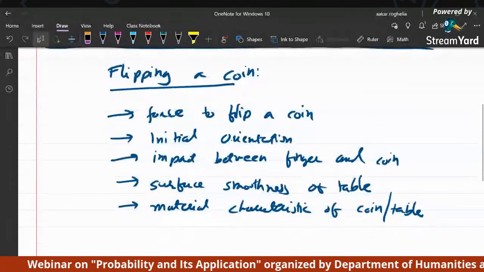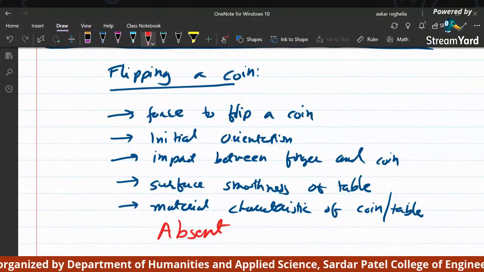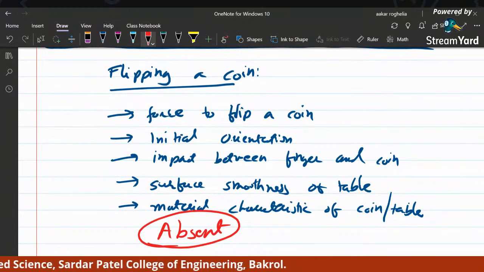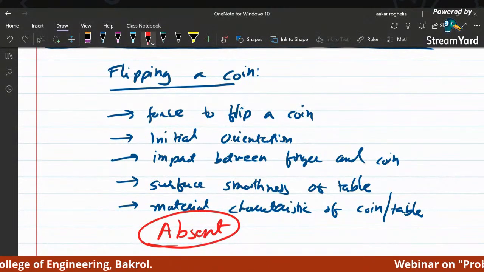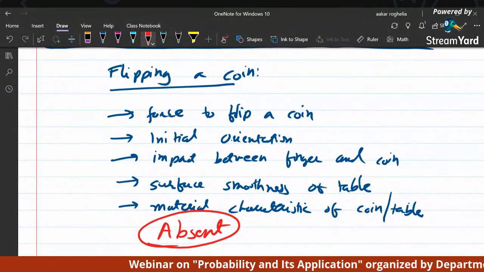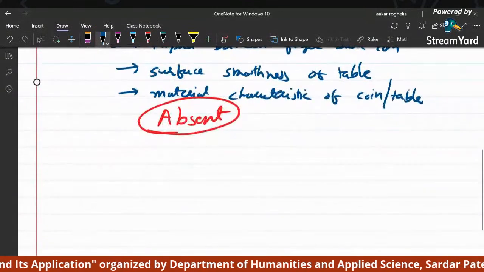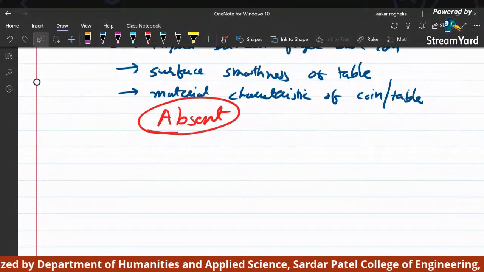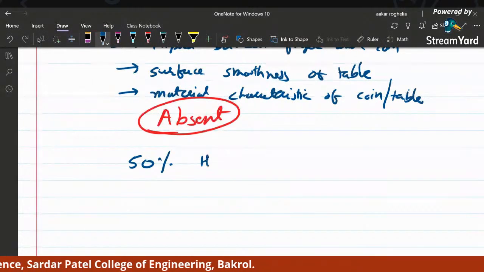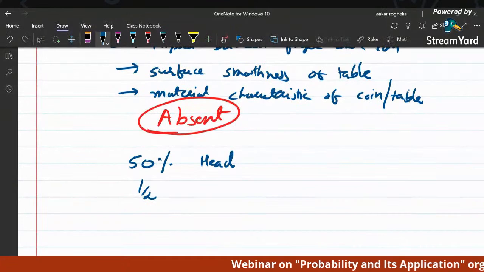But what happens is that we have all this information absent. And since we don't have any information like this, we can't be certain about what will happen next, what will be the chances. And hence, whenever you toss a coin, we say that there are 50% chances of getting a head, and the same thing is for tail also. Or we can say it is a 1 by 2 chance.